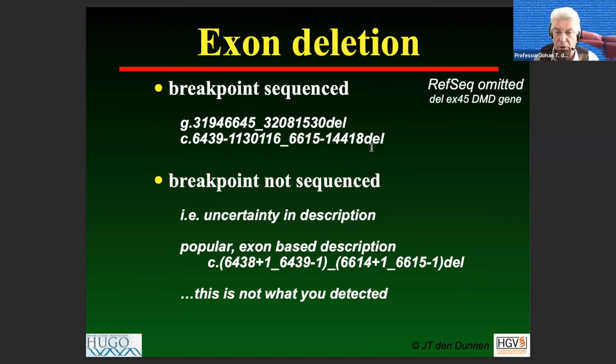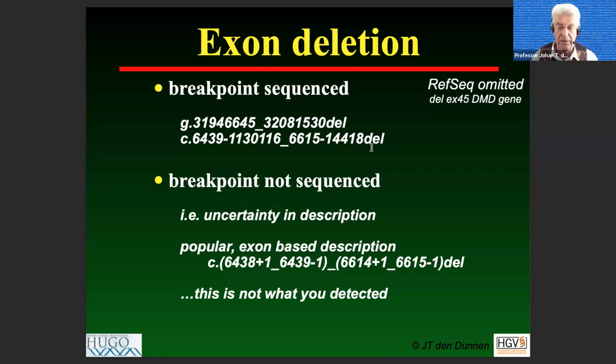However, with most of the technologies used, PCR or NGS or MLPA, the breakpoint is not sequenced, and there is an uncertainty in where the deletion exactly is.